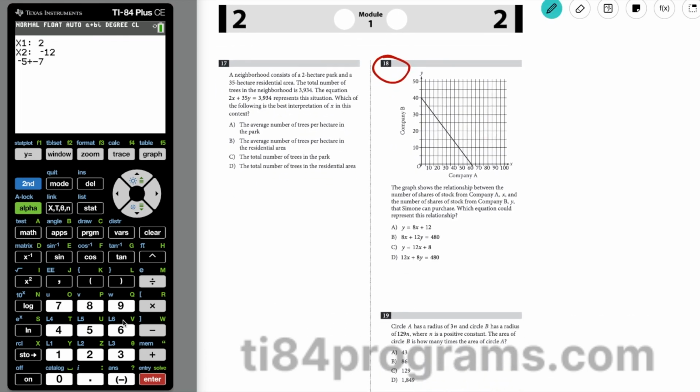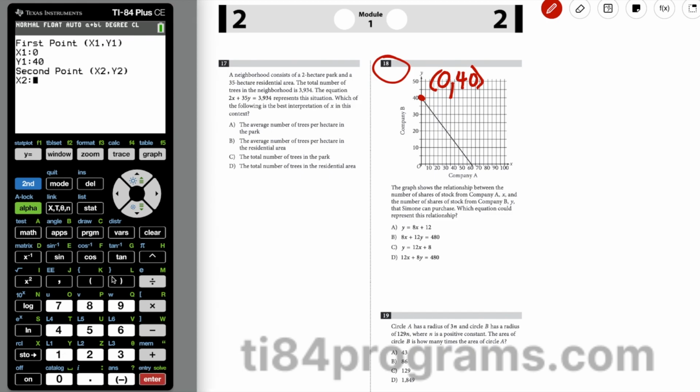Ooh, 18. That looks like a linear equation to me. I bet it looks like a linear equation to you too. Okay, so we're going to choose option 2, linear equations. And again, we're going to go given 2 points. So that first point here, this red point, the y-intercept, is 0, 40. Okay, so I'll enter that as 0 and 40.